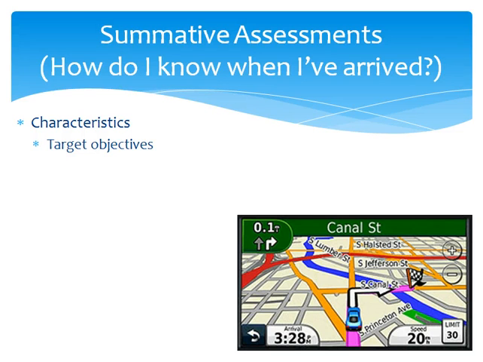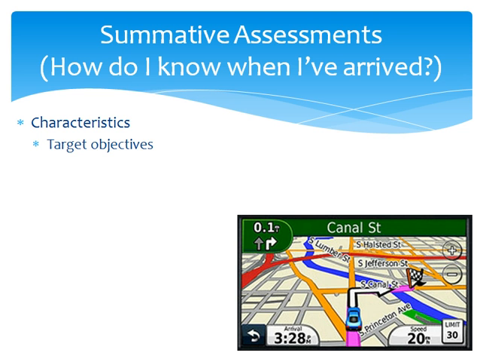When last we left off, we were discussing the differences between formative and summative assessments by looking at their characteristics and advantages. Now we're going to take a look at the summative assessments, and the key to these is to answer the question, how do I know, as a learner, when I've arrived? We'll continue to use the GPS as our metaphor to communicate this method of assessment.